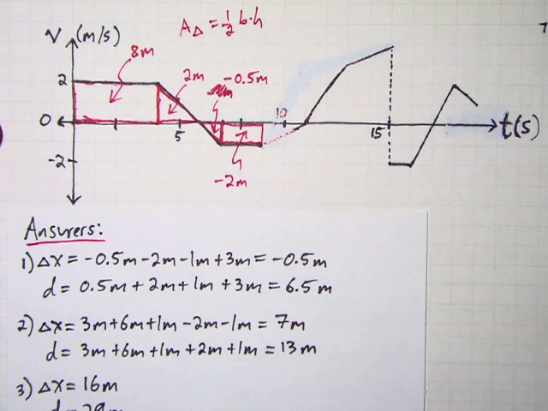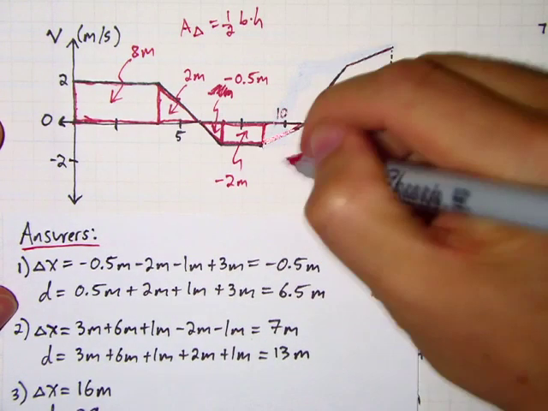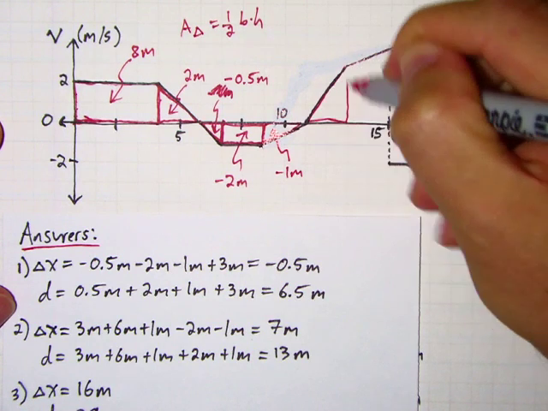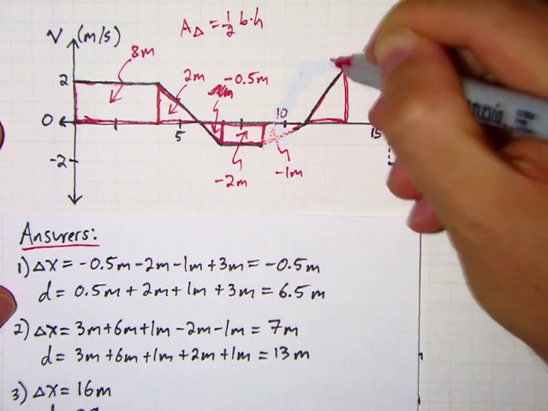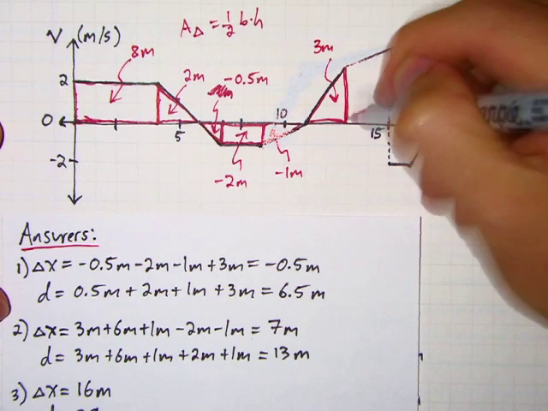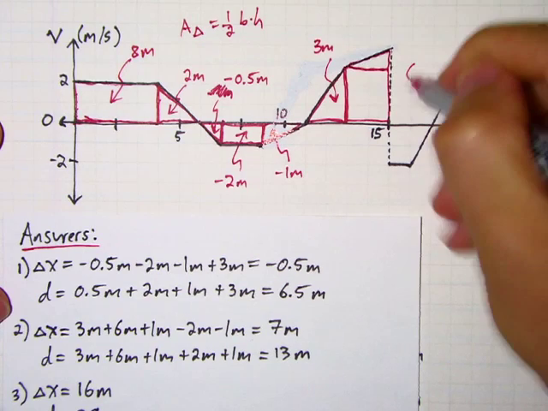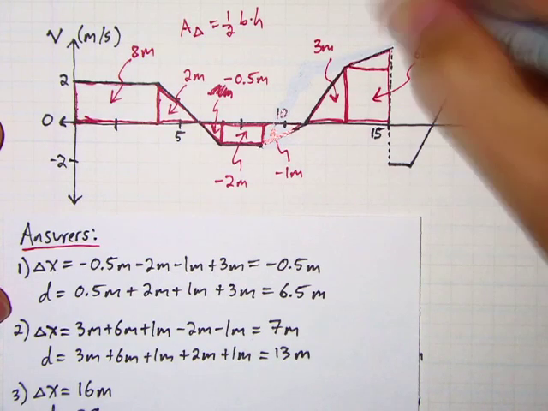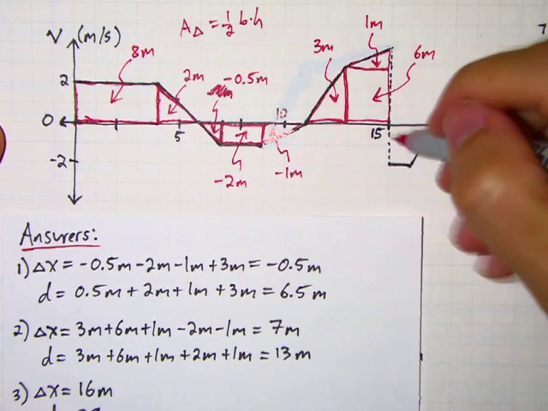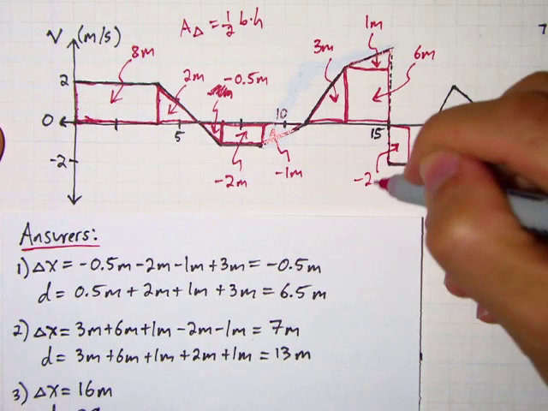Here we go. Let me point out a few things. The area of that little triangle right there is -1 meter. The area of this triangle right here is a positive 3 meters. Then for this shape, we've got a rectangle topped with a triangle. That rectangle has an area of 6 meters, and the triangle has an area of 1 meter, so you would need to add both of these up. Then we've got this rectangle that is -2 meters.